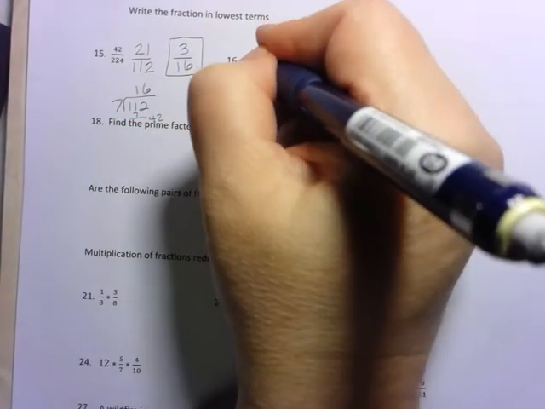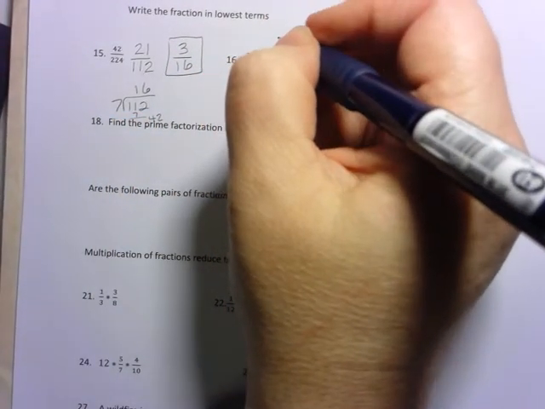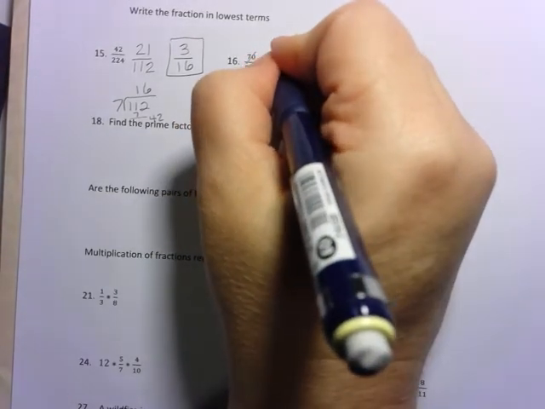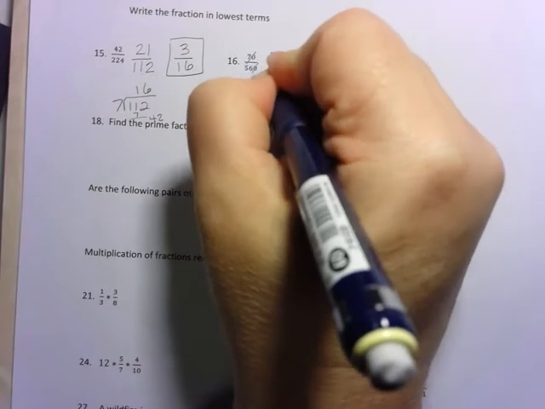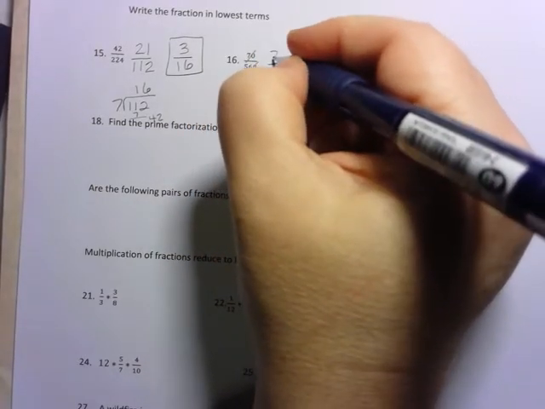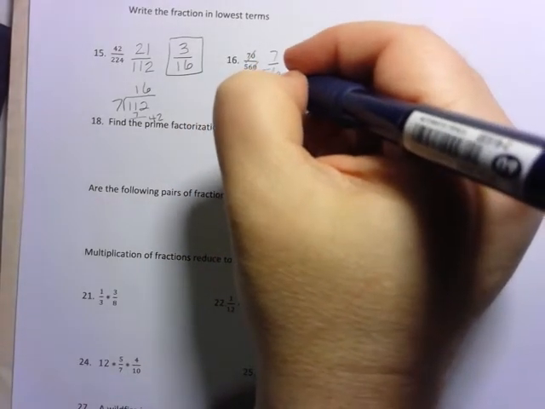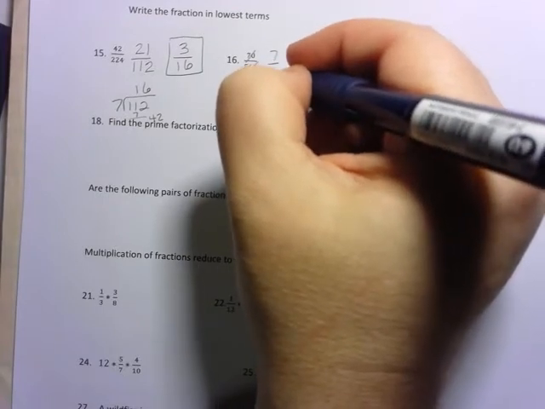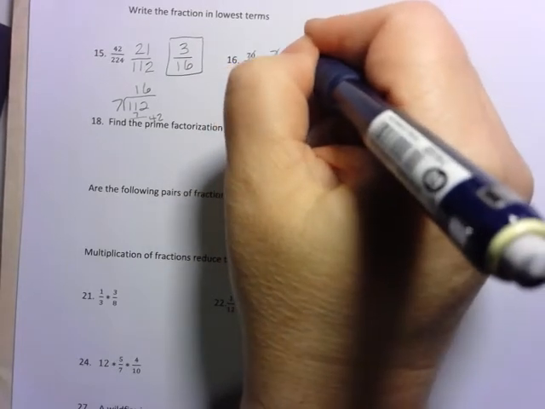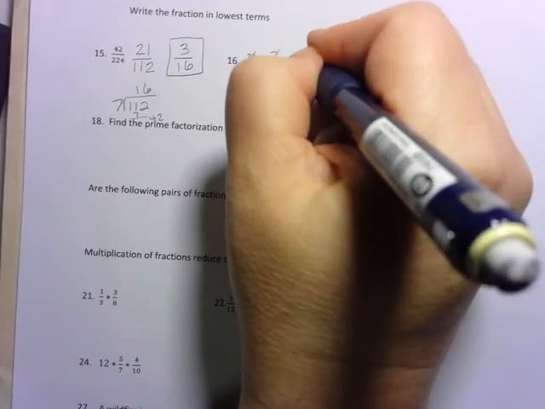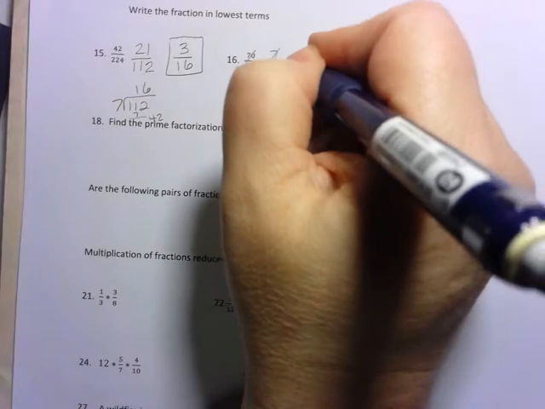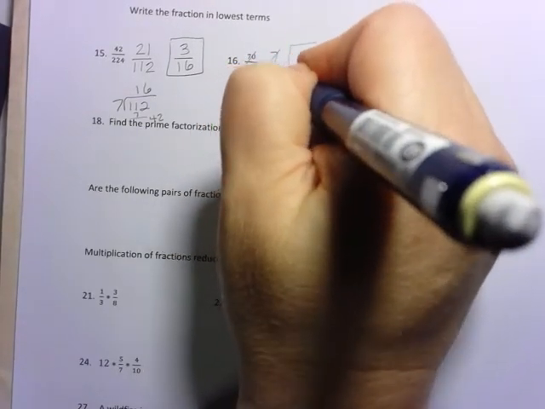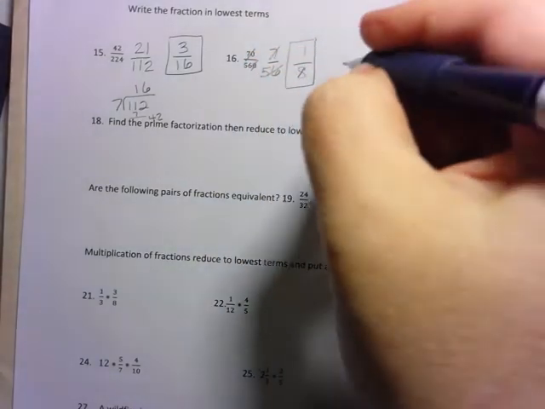Here I can cancel out my zeros because I'm reducing by 10. So now I'm left with 7 over 56. Since 7 is prime, I just have to worry if 7 goes into 56, which it does. 7 goes into 7 once. 7 goes into 56 8 times. So written in lowest form, we have 1 over 8.